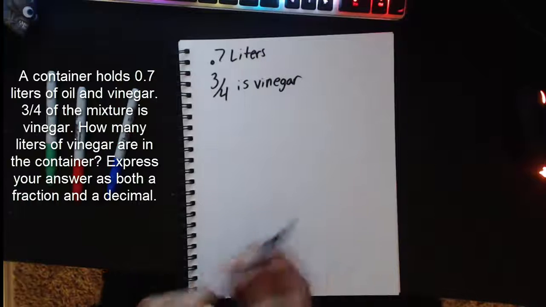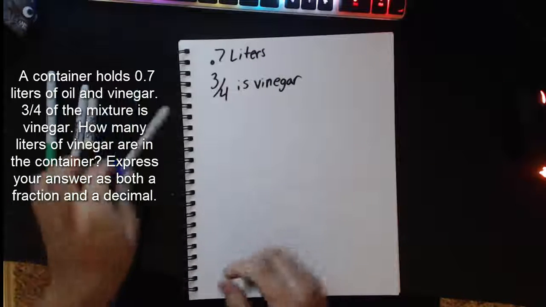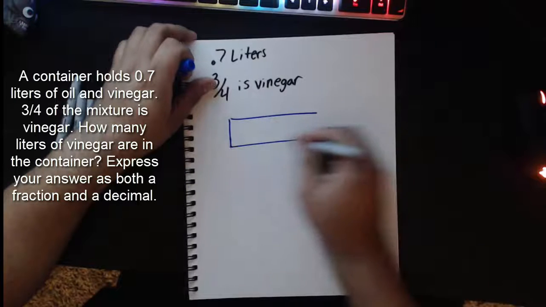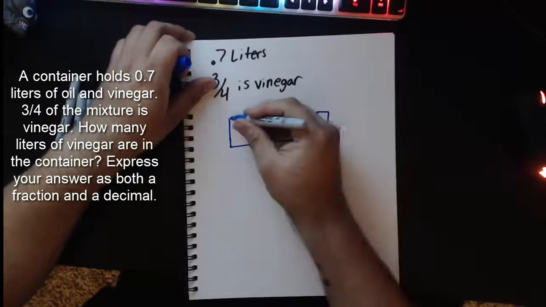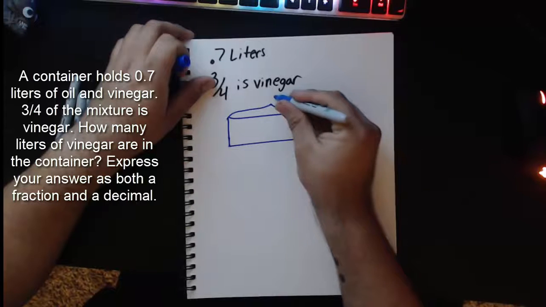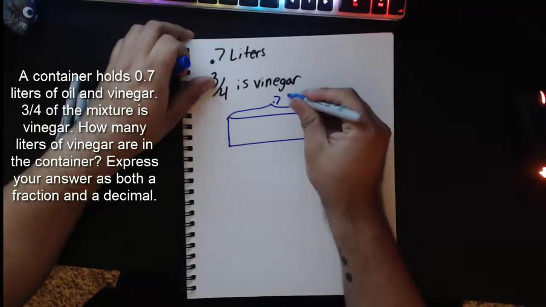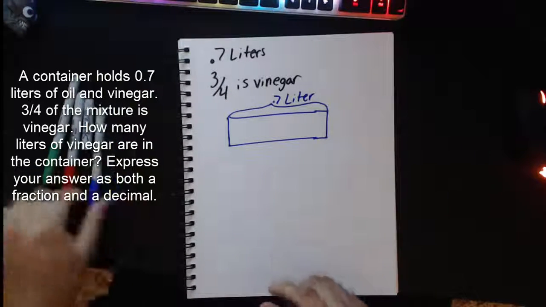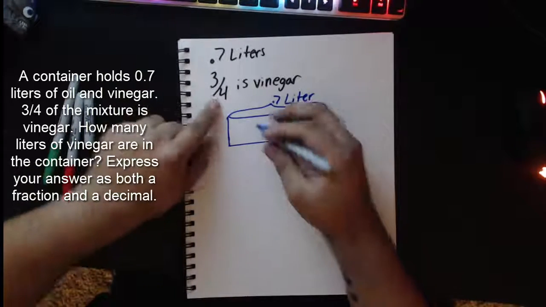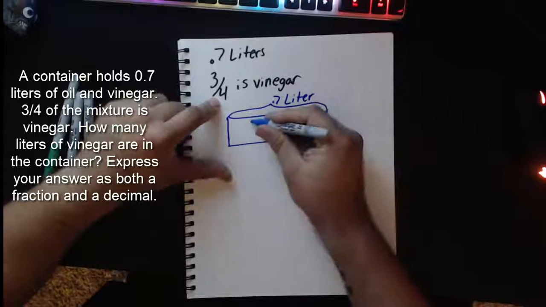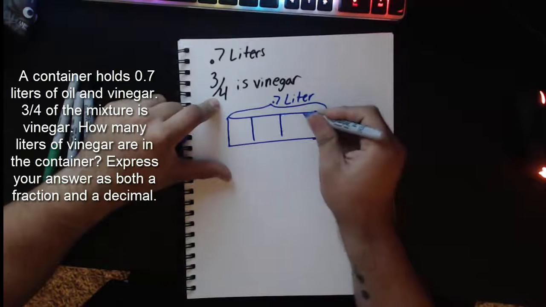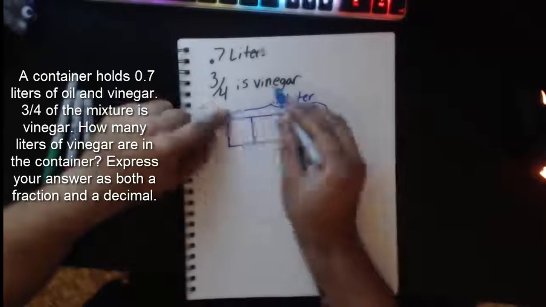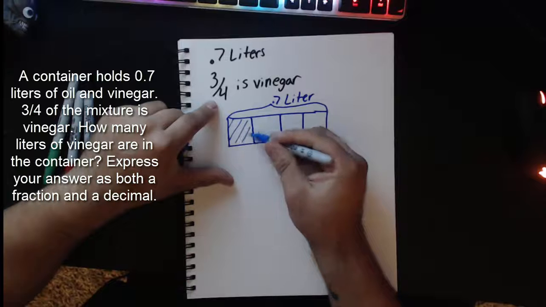Well, let's draw our tape diagram. Here's my tape diagram, and the whole thing is going to be worth 7/10 of a liter. Now I'm going to cut it up into 4 pieces because of my denominator here. So I'm going to have 4 pieces. Well, it's saying that 3/4 of it is vinegar. So here's my 3/4.